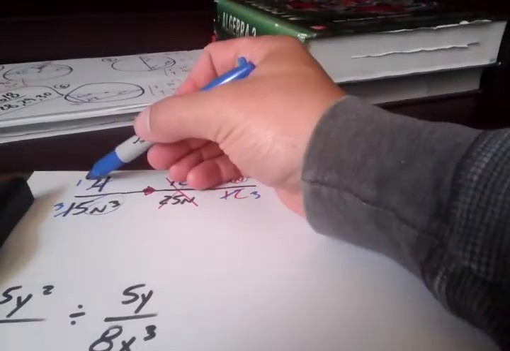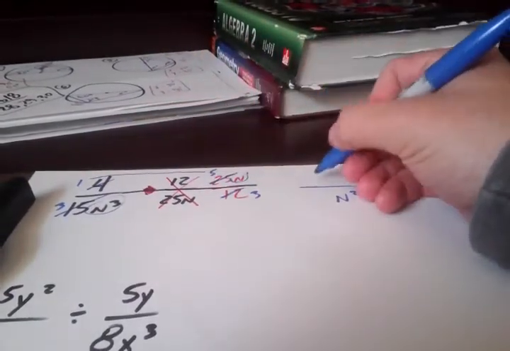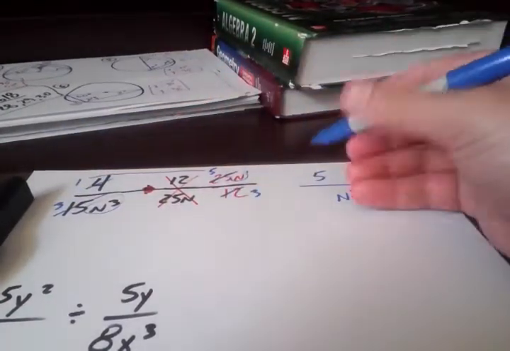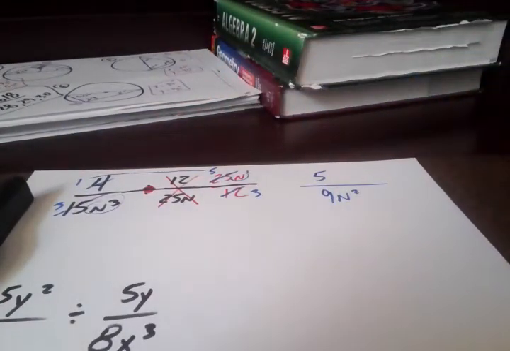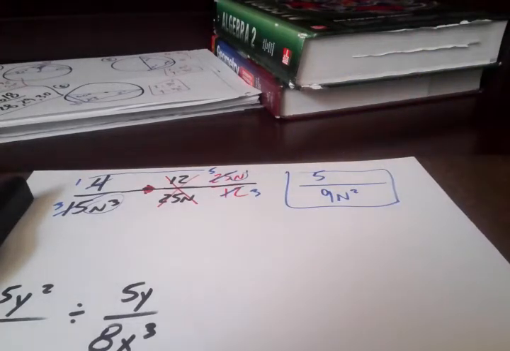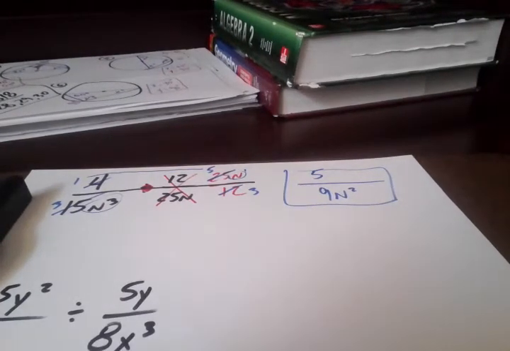And let's look. Let's times our numbers now. 1 times 5 is 5. And 3 times 3 is 9. So it looks like our answer is 5 over 9 n squared. Okay, remember we're canceling things as soon as we see them.